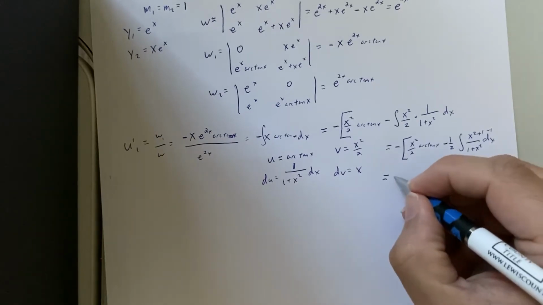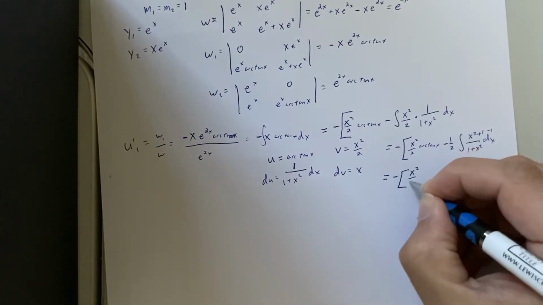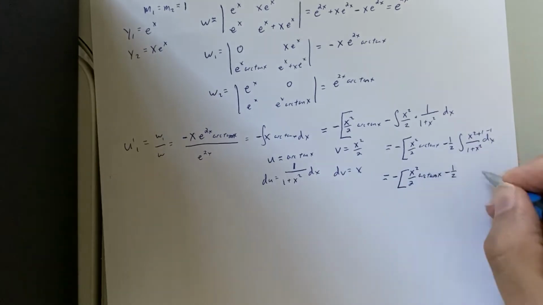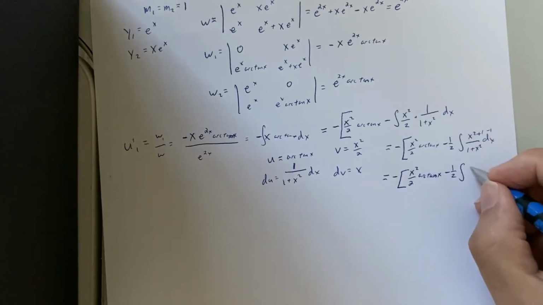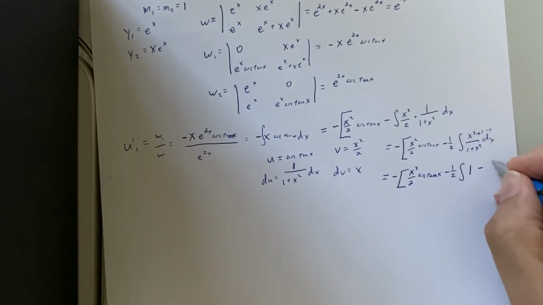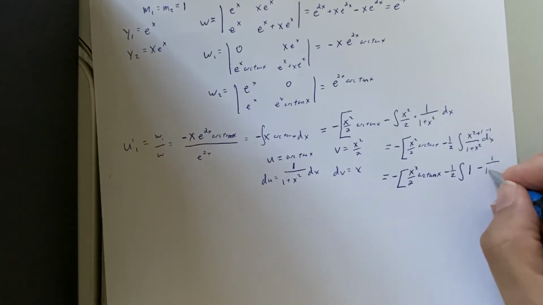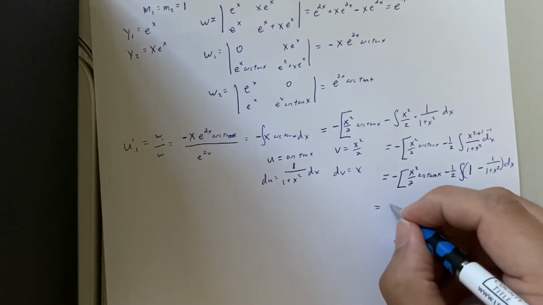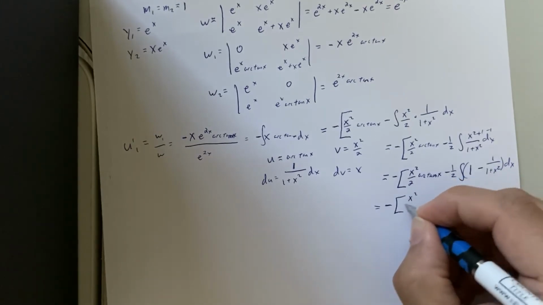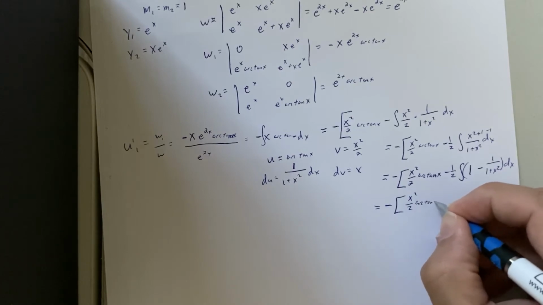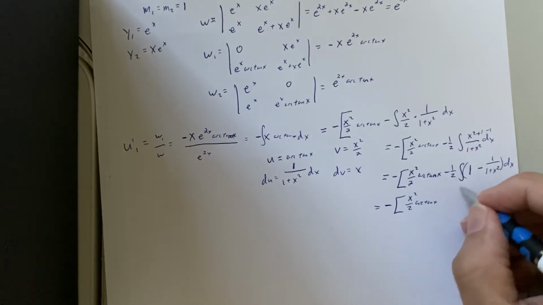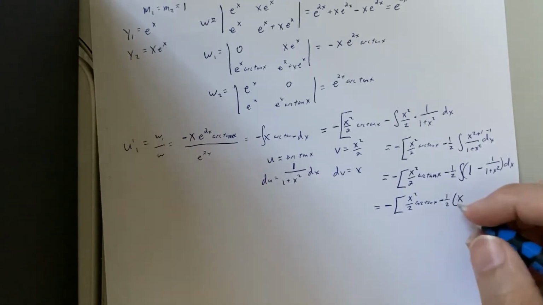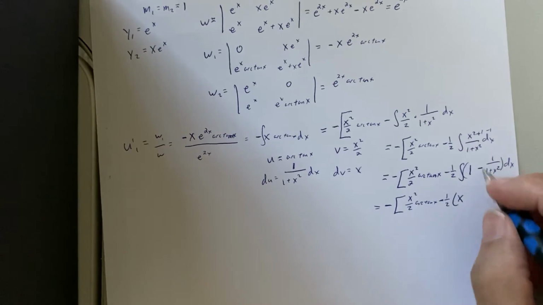So then I'm going to have negative x squared over 2 arc tangent x minus 1/2 the integral of 1 minus 1 over 1 plus x squared dx. And so I'm going to have negative x squared over 2 arc tangent x minus 1/2 times x minus arc tangent x.